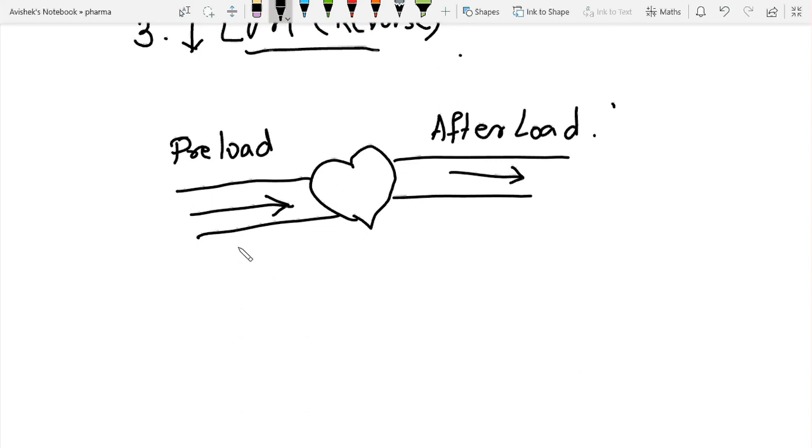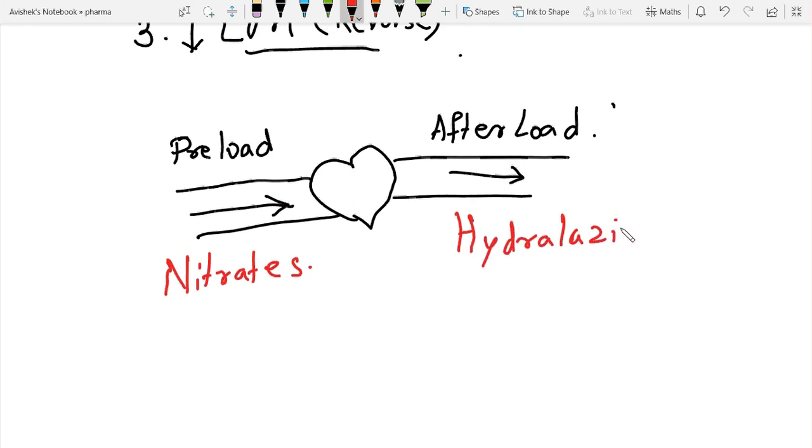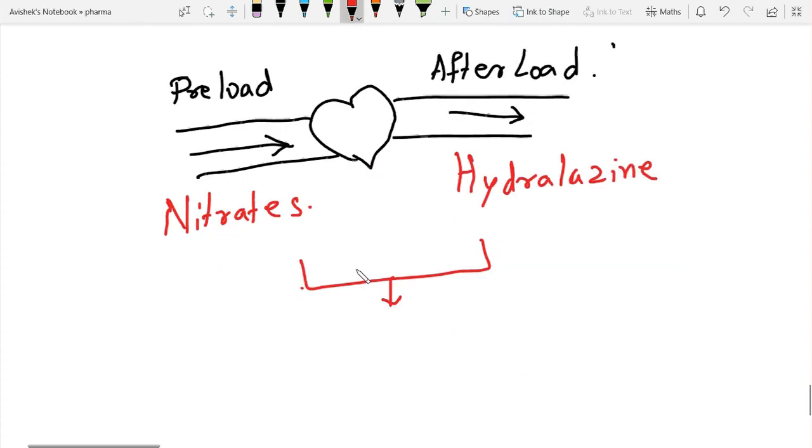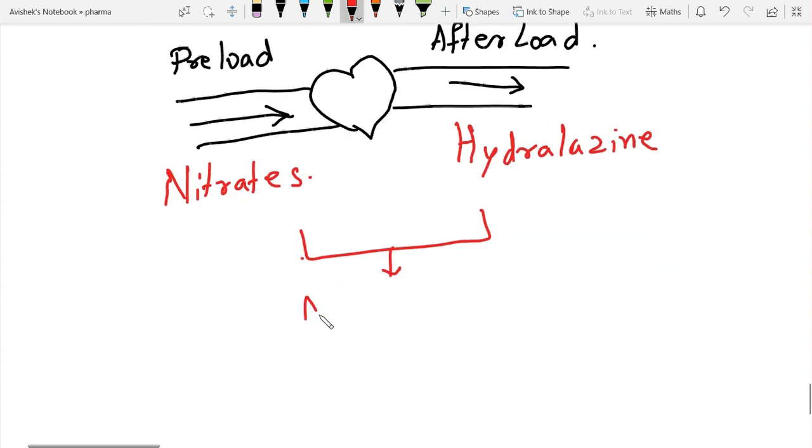So what are the drugs which act on preload? Nitrates. Nitrates are the drugs which act on preload. In the afterload, hydralazine. And in both preload and afterload, it can work. What is this? Sodium nitroprusside.